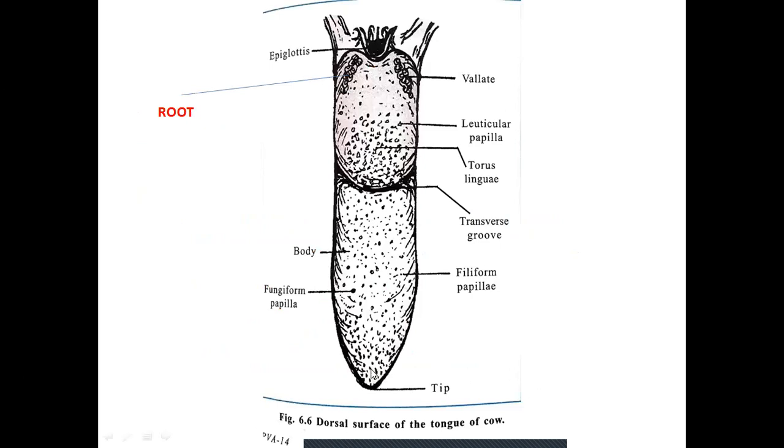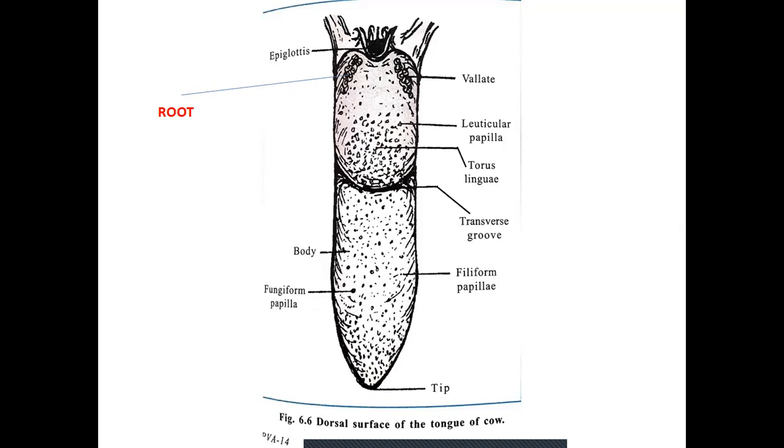This one is the tip. This is dorsoventrally flattened, and it has the dorsal part and the ventral part. Because the tip is somewhat thinner than the body, in the tip of the tongue there is no lateral surface. But the body is somewhat thicker.